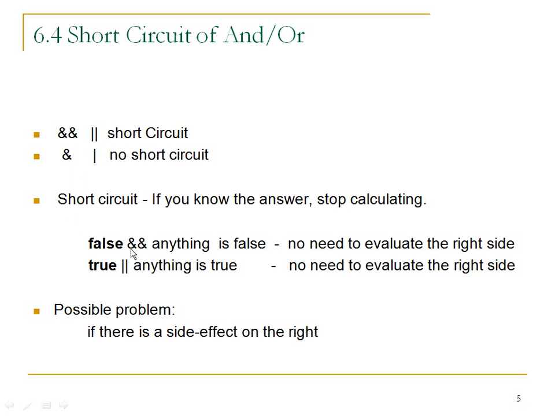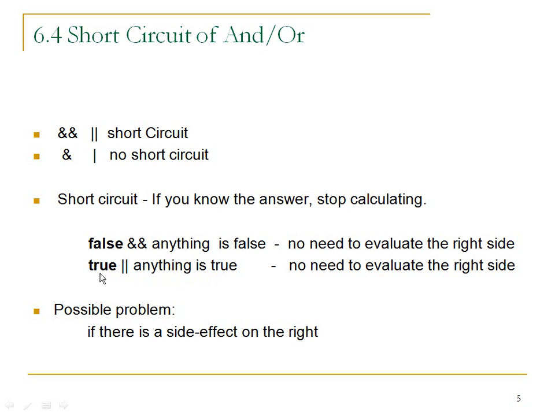If you're using the AND operator and you have false on the left, you know the answer. Without looking at what's on the right, you know that the answer is going to be false, because false and anything is false. So for efficiency, you don't need to evaluate whatever's over here if you have false on the left. The same thing happens for OR. If you have true on the left, then you don't need to evaluate what's on the right. Because true or anything, it doesn't matter what comes over here. If you have true on the left, you know the answer.